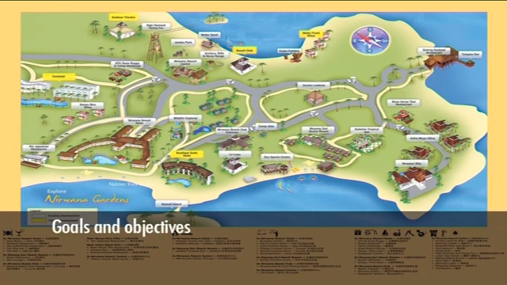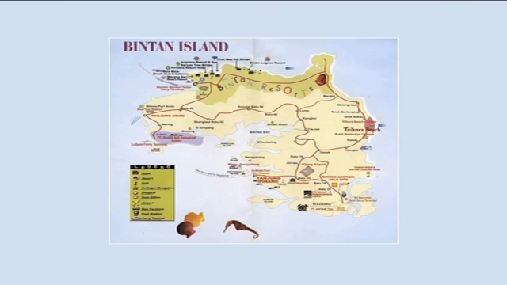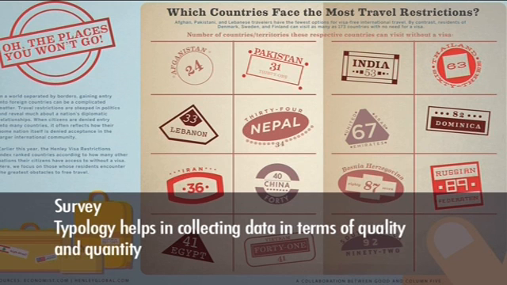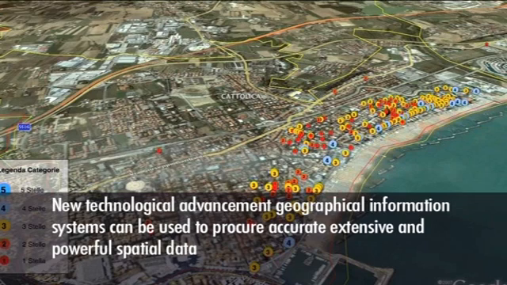Goals and objectives. Goals refer to general aims and objectives to more specific ones. These are basic determinants of tourism planning and policy making. Typology helps in determining the stage and need for development as desired. Survey. Typology helps in creating a collection of data both in terms of quality and quantity. The Geographical Information Systems, or GIS, can be used to procure accurate, extensive, and powerful spatial data.